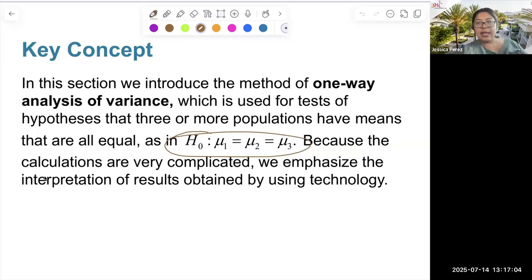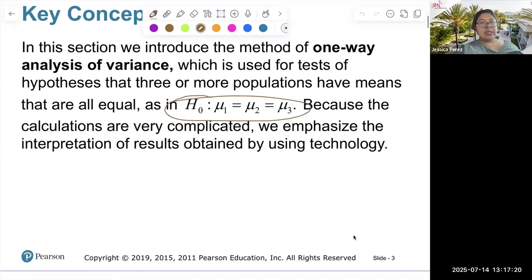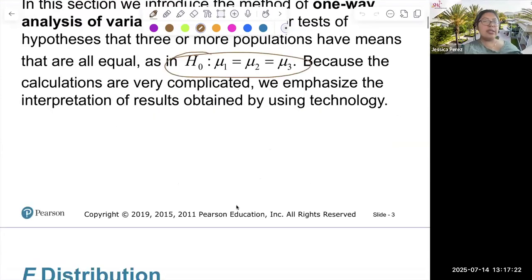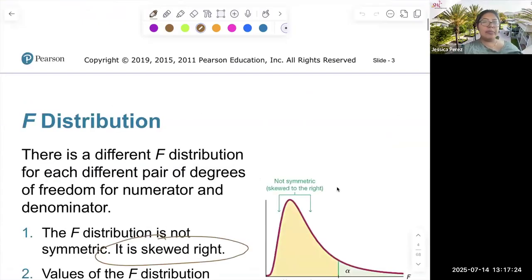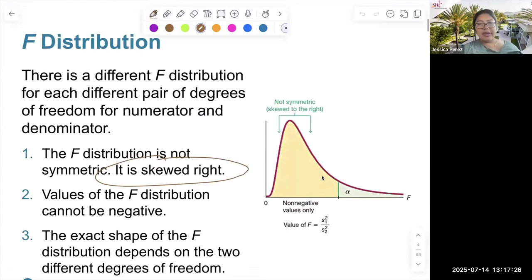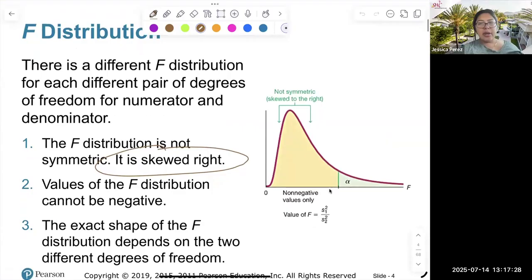Since the calculations are more complicated, we are going to be looking at an F distribution. An F distribution has a pair of degrees of freedom, one for the numerator and one for the denominator. There's a value of F, the variance of the numerator over the variance of the denominator, S1 squared over S2 squared.